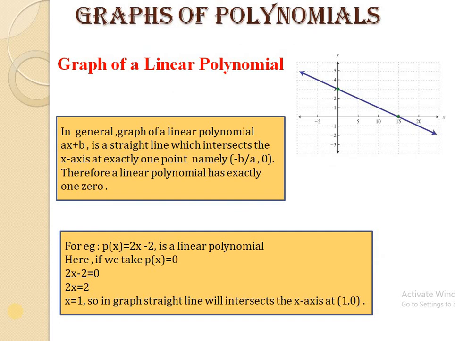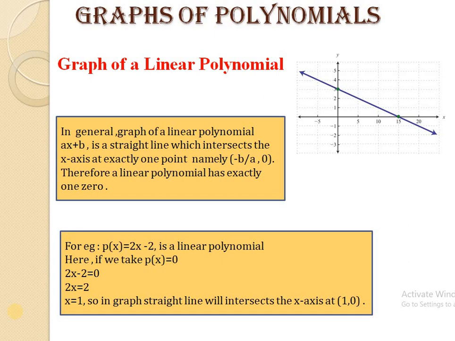Let us take a graph of a linear polynomial. You must know that the standard form of a linear polynomial is ax plus b, which is a straight line which intersects the x-axis at exactly one point, namely (minus b by a, 0). Therefore, a linear polynomial has exactly one zero. The number of times the graph intersects the x-axis, that many zeros the polynomial has.